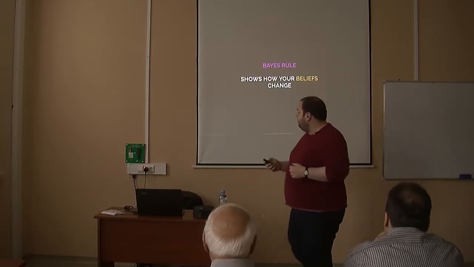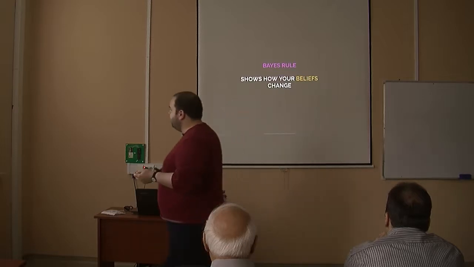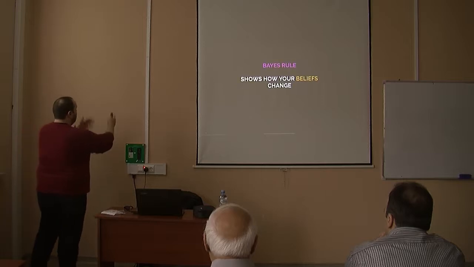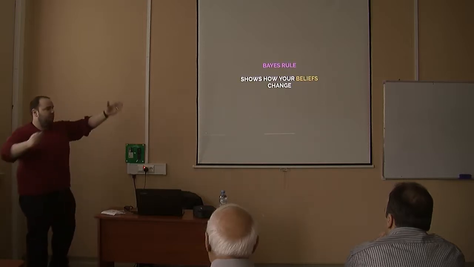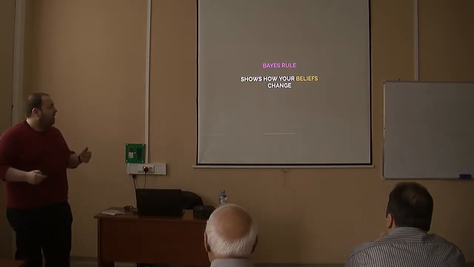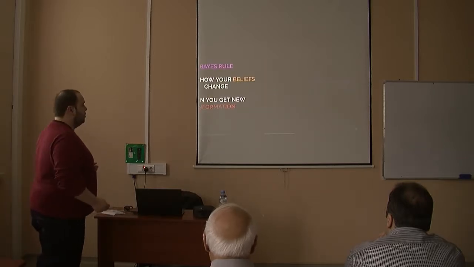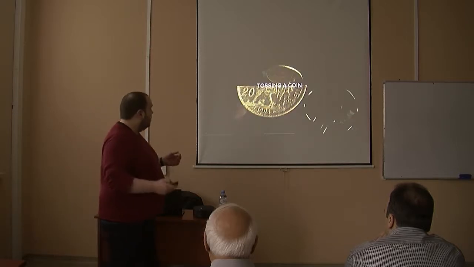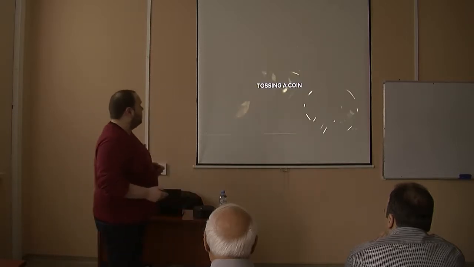So Bayes' rule basically tells us how that process occurs. We know that once we have an idea and then we have data and we combine the two, we end up with a new opinion. Bayes' rule basically talks about how we do that. So when we get new information, we're going to update it. So we're going to start with coin tossing.